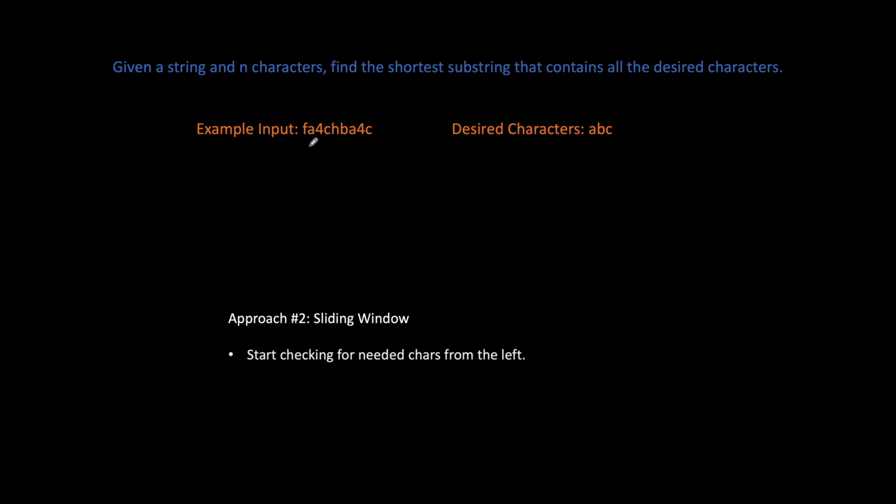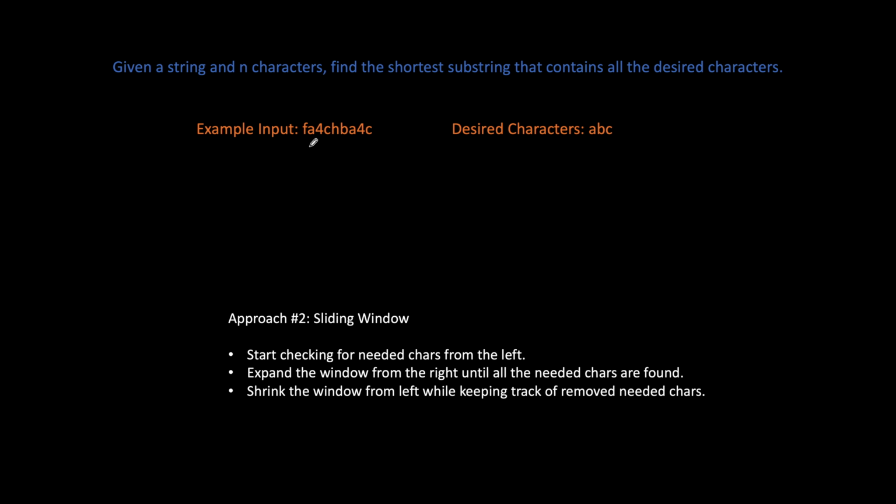So let's implement the optimum solution here. With the sliding window, we're going to start checking for the needed characters from the left. We can expand the window from the right until all the needed characters are found. And finally, we're going to shrink the window from the left while keeping track of the removed needed characters. So let's go ahead and do it. We'll start with this. Does that contain any of the desired characters? No. So we should expand it.